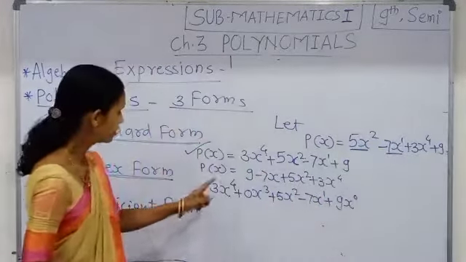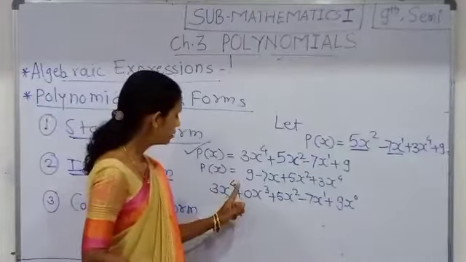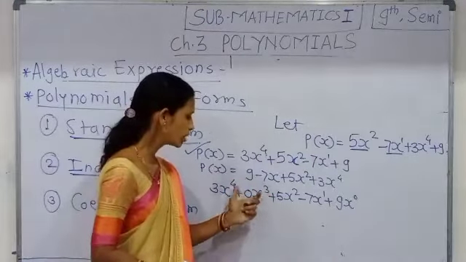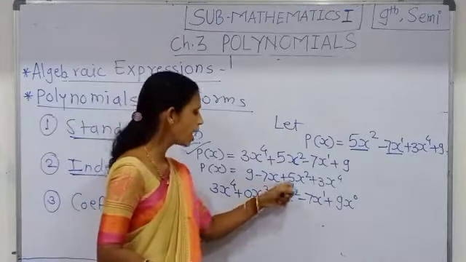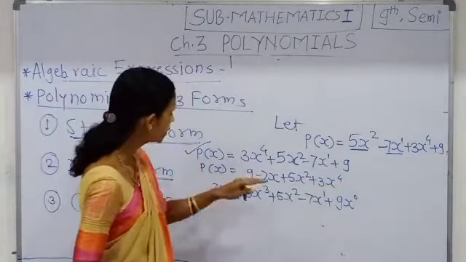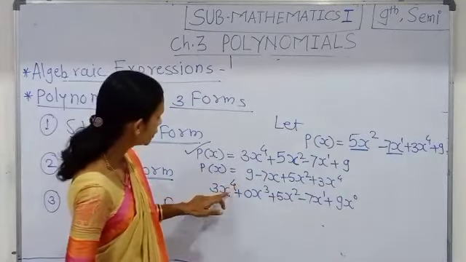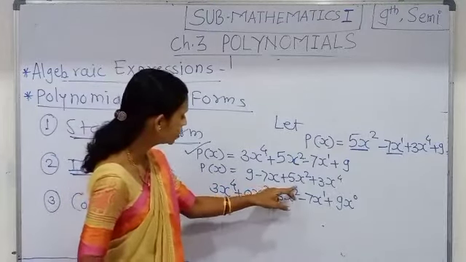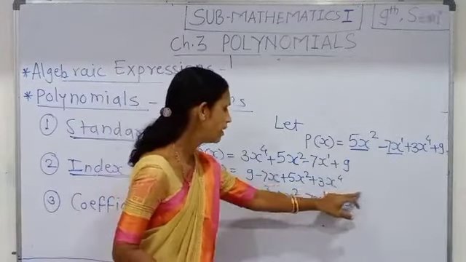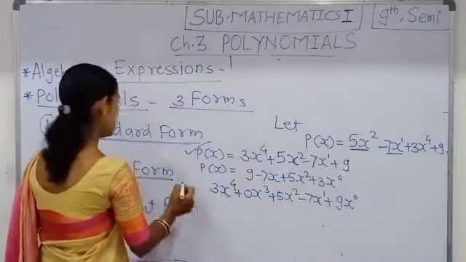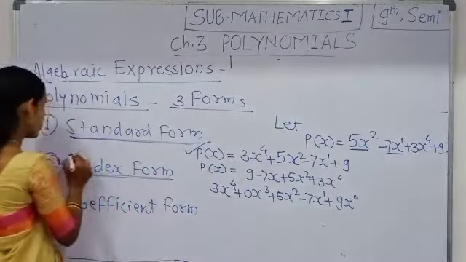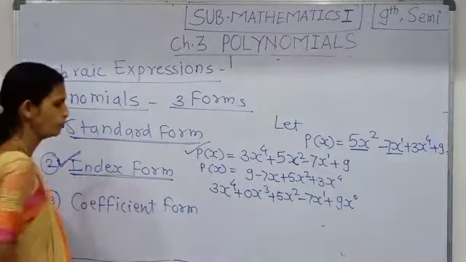Then see here, all the terms are there in descending order of degrees. The degrees of x are 4, 3, 2, 1 and 0. That is the index form of the given polynomial.